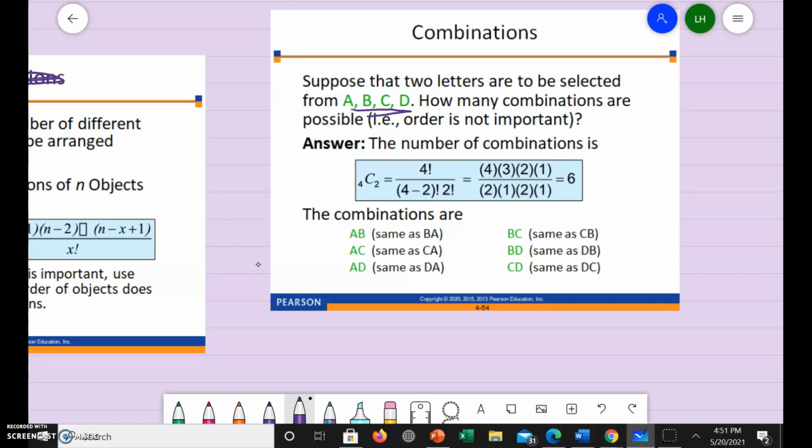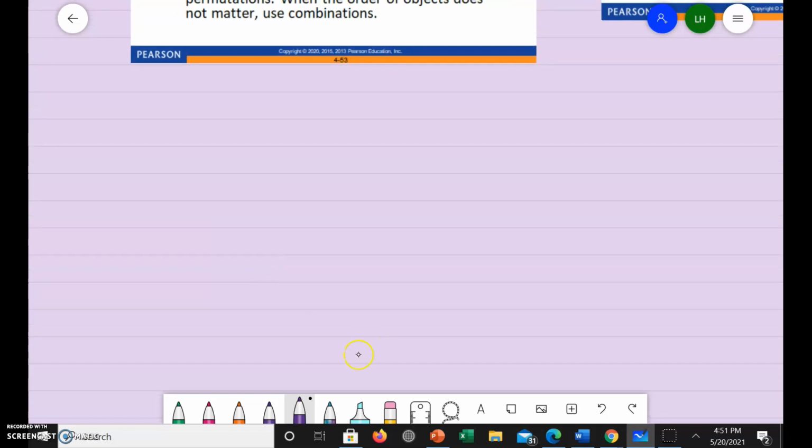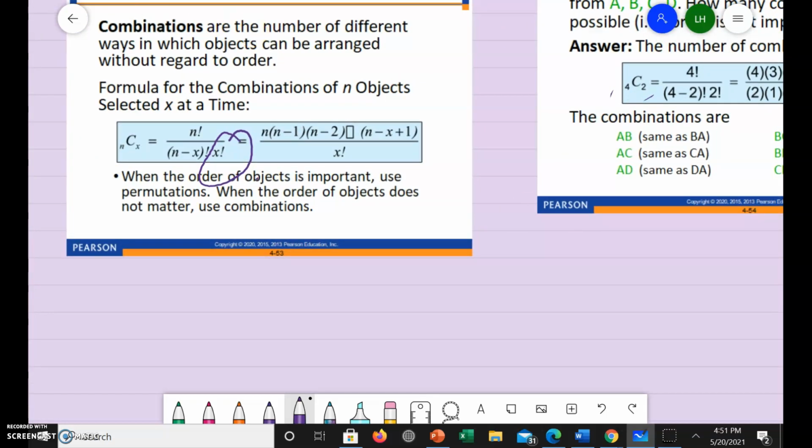Suppose we had letters A, B, C, D. How many combinations are possible? Well, order doesn't matter, so AB is the same as BA. So for a permutation, we would count both of these, but for a combination, they mean the same thing. If you get AB or BA, those would be the same. So combinations, if you were to calculate this using a combination and using a permutation, combination is going to be actually a smaller number. Let's look at some homework problems.